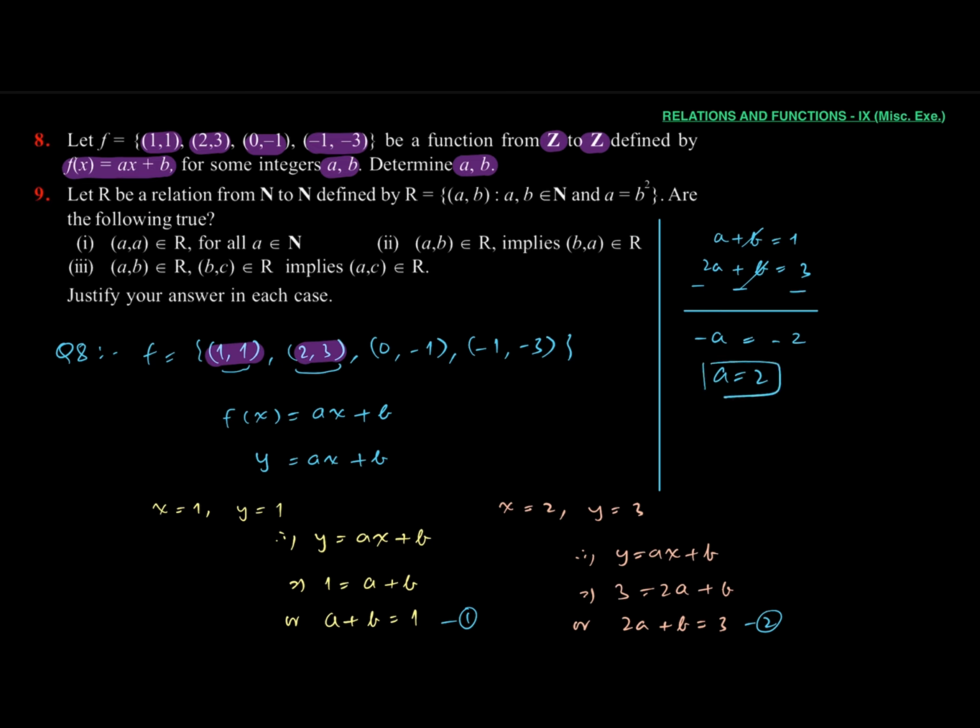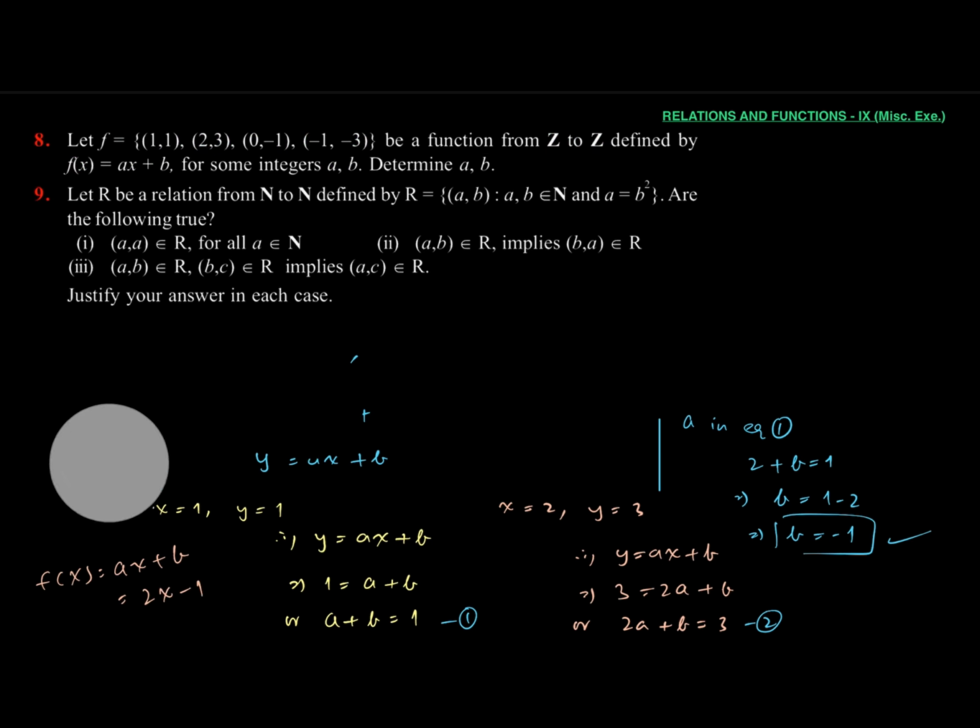Now if we put the value of a in the first equation, we'll be having 2 plus b is equal to 1. That implies b is equal to 1 minus 2, and that implies b is equal to negative 1. So therefore, the value of a is 2 and the value of b is negative 1. And the function f of x equal to a times x plus b will become 2 times x minus 1.